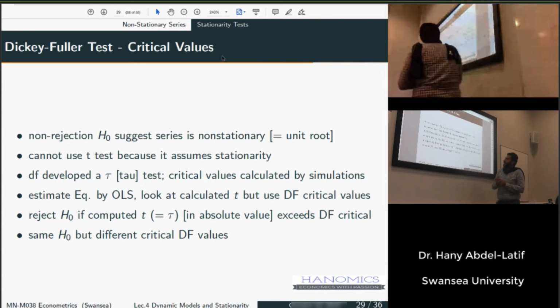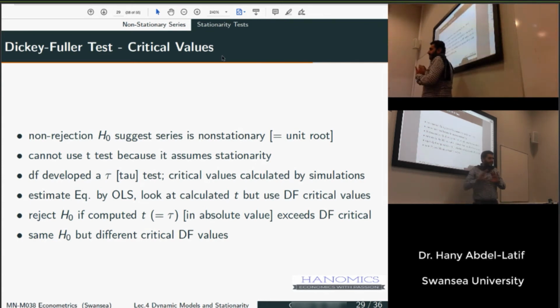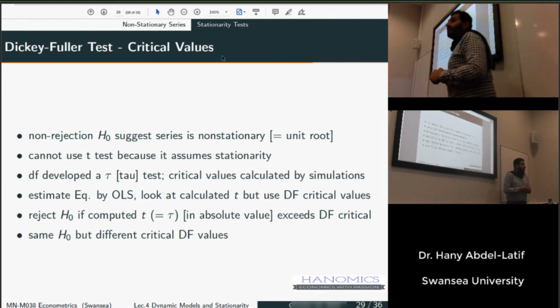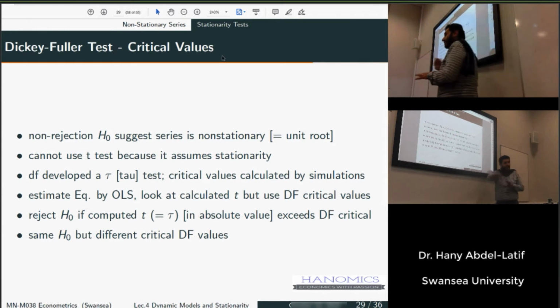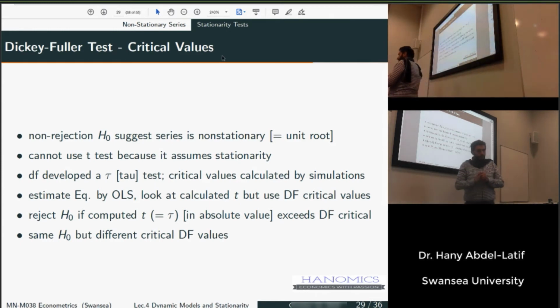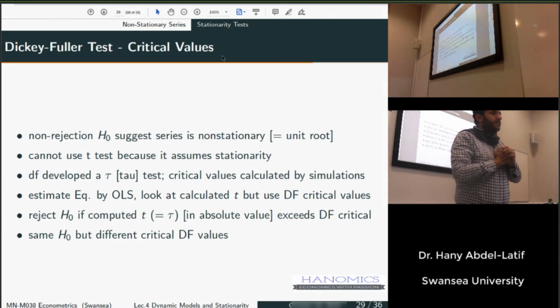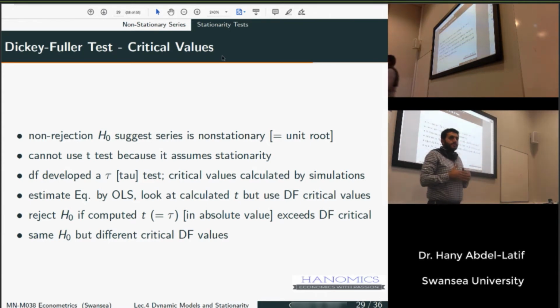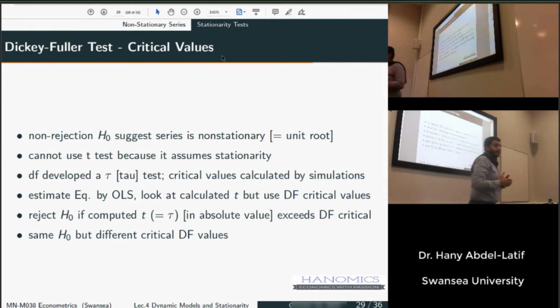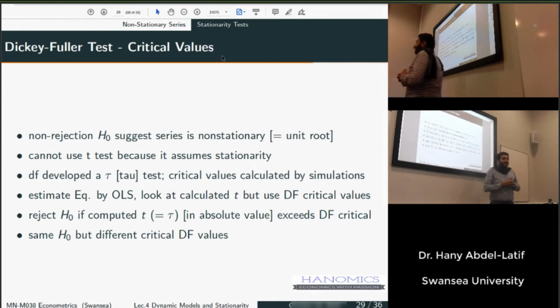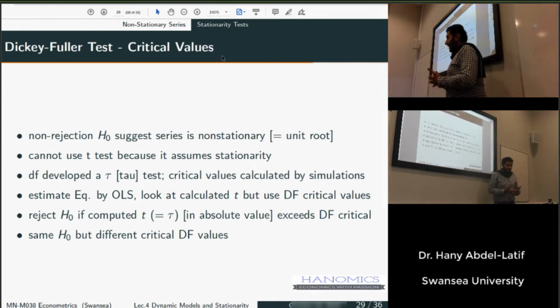So the idea here, in the usual way, is if you have the computed tau or t greater than, in absolute value, the critical value, then you reject the null hypothesis. What is the null hypothesis? What's the null hypothesis in the Dickey-Fuller test? Yeah, so which means it's not stationary. Yes, okay.